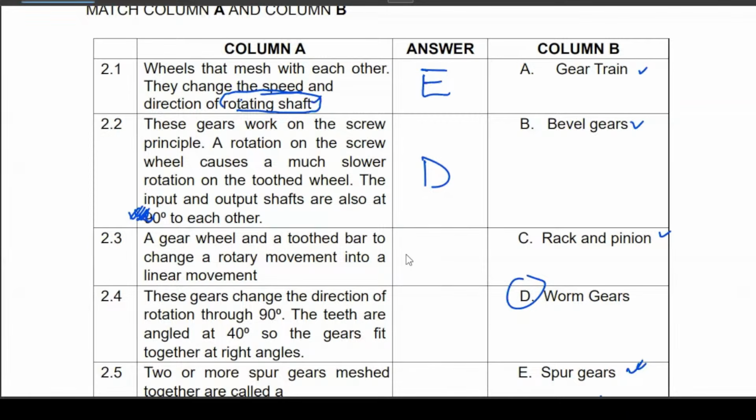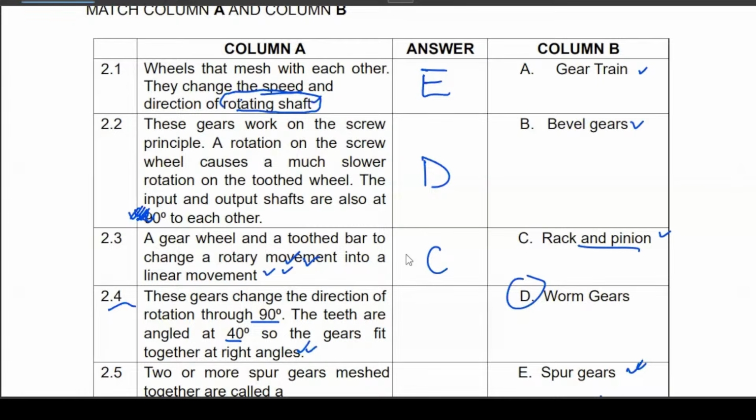And then 2.3, gear wheel and the toothed bar to change rotary into linear. So this has to be the rack and pinion. Okay, the rack and pinion. And then 2.4, these gears change the direction of rotation through 90 degrees. The teeth are angled at 45. So the gears fit together at right angles. This must be the bevel gears.